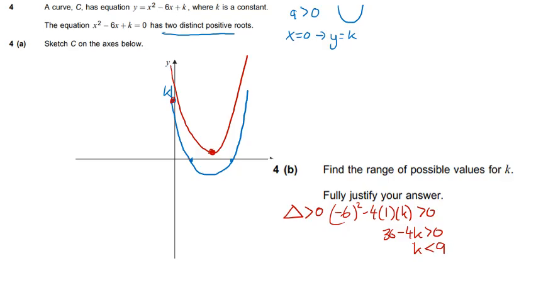If we rearrange that. Okay, but also if we go down too far, then if k was negative, then this would happen. Okay, so you've still got two roots, but one of them is now negative. And we're told that they are both positive roots. So we also don't want k to drop down below 0. So we've also got k is greater than 0. So if we write that as a compound inequality, we can say that k is greater than 0, but also less than 9.